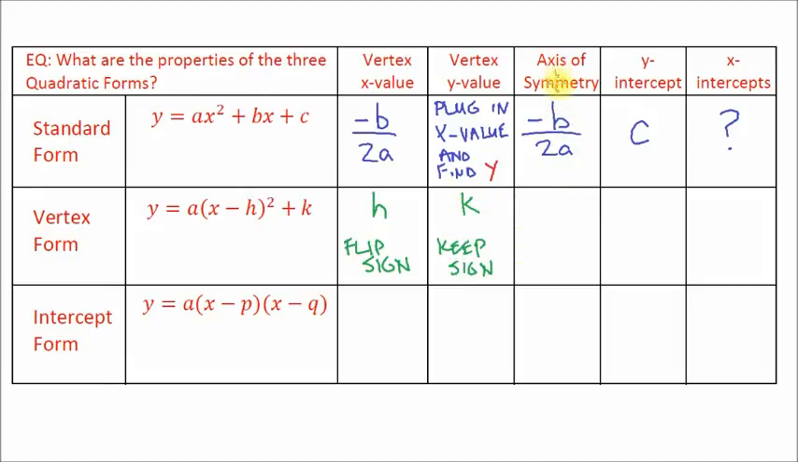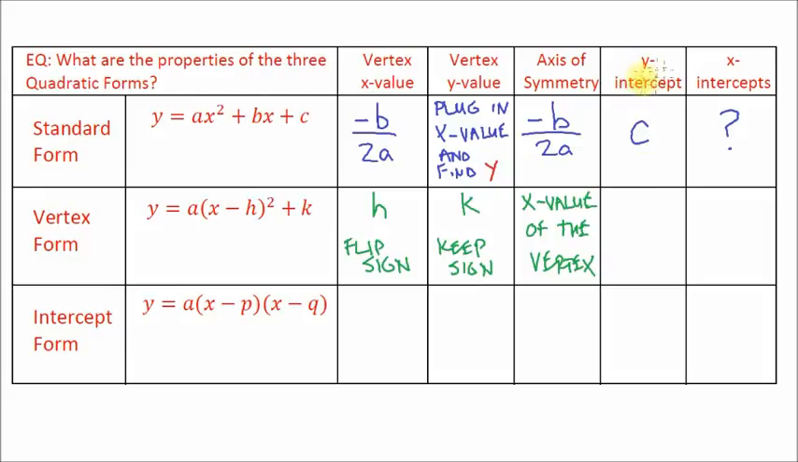Okay, what's the axis of symmetry? The axis of symmetry is actually just the value of h. But we're going to write it as this. It's the x value of the vertex, which happens to be h. I could have just written h there, but I want you to see the axis of symmetry for standard form is the x value of the vertex. The axis of symmetry for the vertex form is the x value of the vertex.